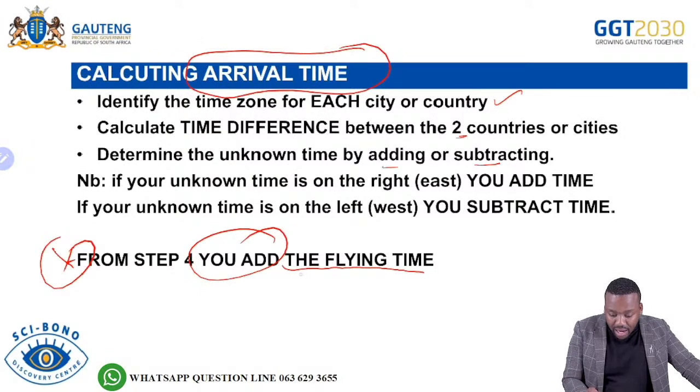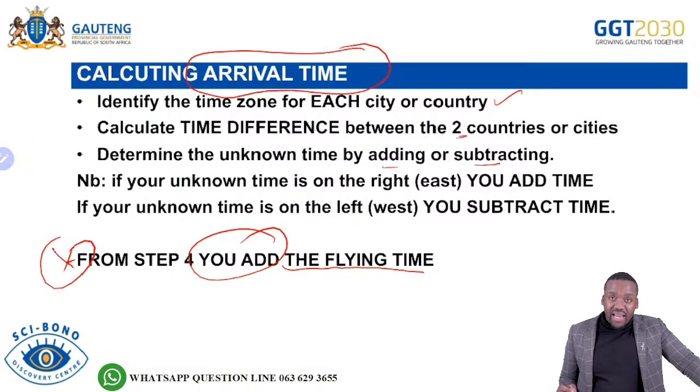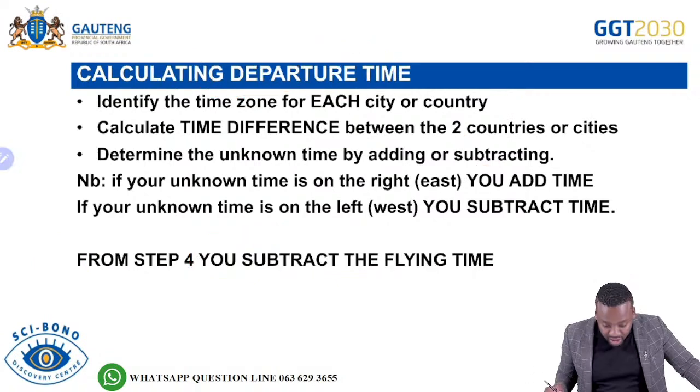When you want arrival time, then you will add the flying time. The flying time, it is what? The number of hours that this person will spend on the flight, right? Then departure time.